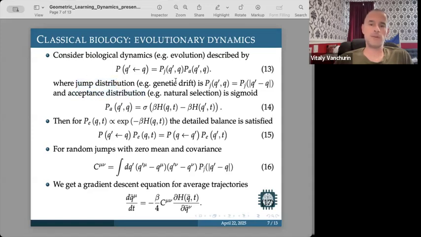So for example, you can have what's called genetic drift in your genotype space of organisms, and then some of those are selected and some of them are not, and so you have some acceptance probability. You have this product of two probabilities that tells you whether you will make a transition from some state Q to state Q prime.